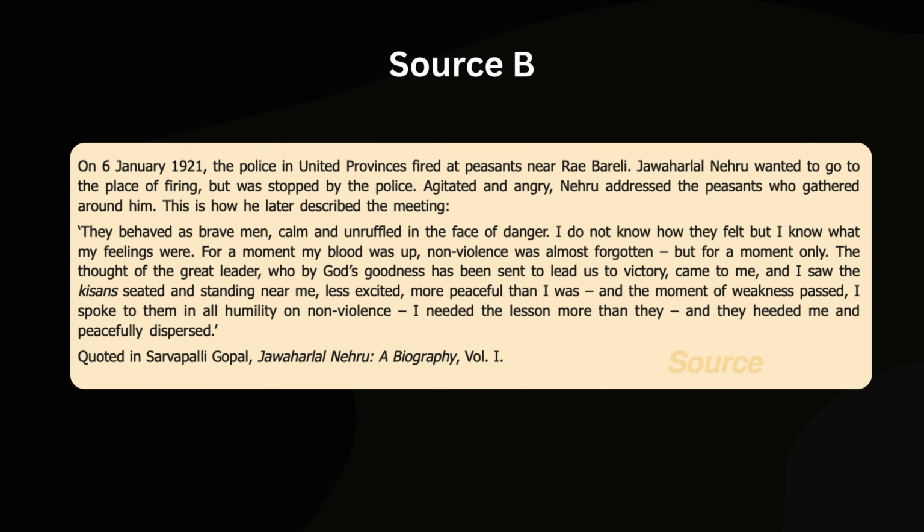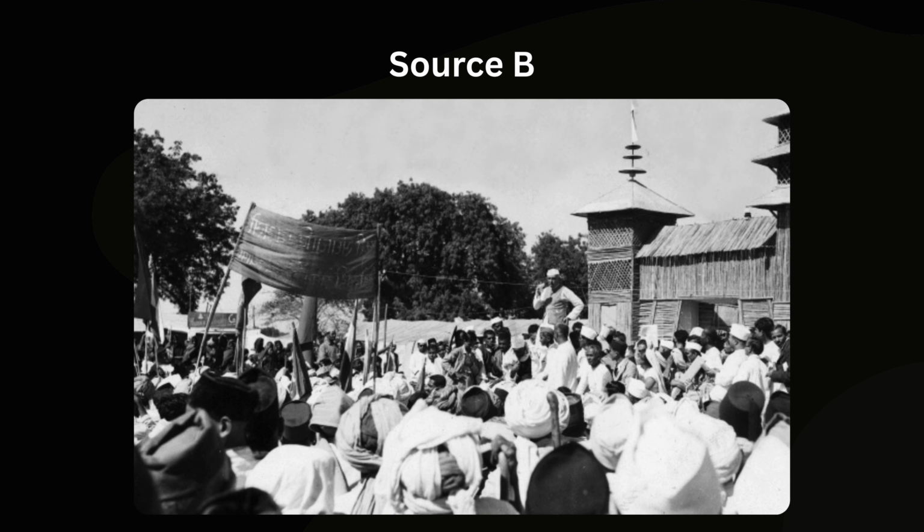Now let's discuss source B. This is from 6th January 1921 in Rae Bareli, which is in present-day UP. Police fired on protesting peasants. Jawaharlal Nehru tried to visit the site and tried to control the situation, but he was stopped by the police. Disturbed by the violence, he addressed the gathered peasants there. Nehru admitted feeling a moment of anger that nearly made him forget non-violence.